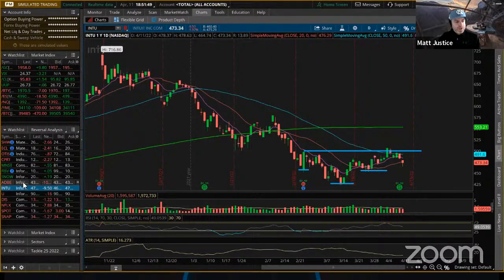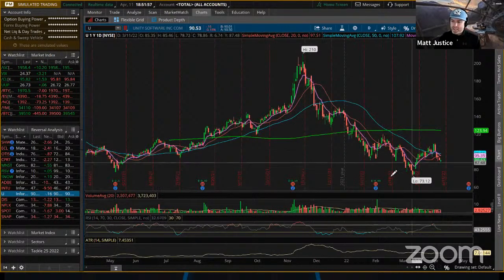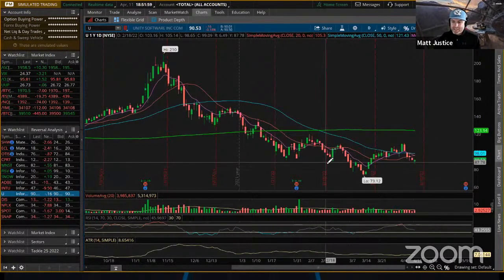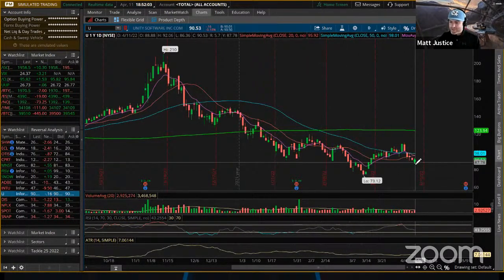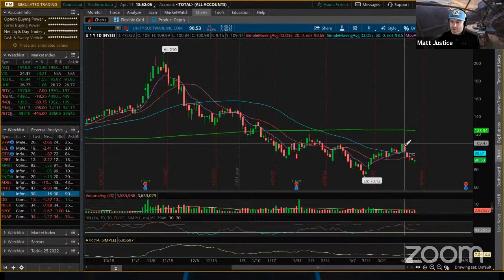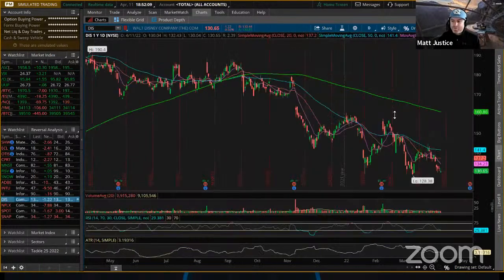When you're looking at a couple others, here's Unity Software. This is one of those stocks that got slaughtered over the last 3-4 months. Tracking a head and shoulders formation. Look at the slowing momentum and trend, increasing in support, horizontal resistance at 110. Nice reversal on Unity Software.